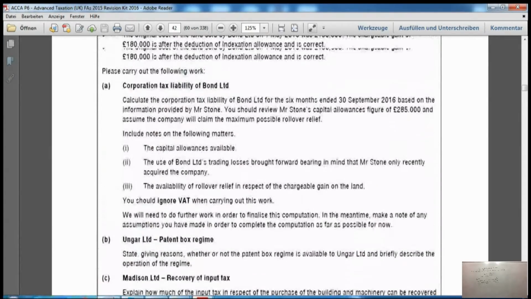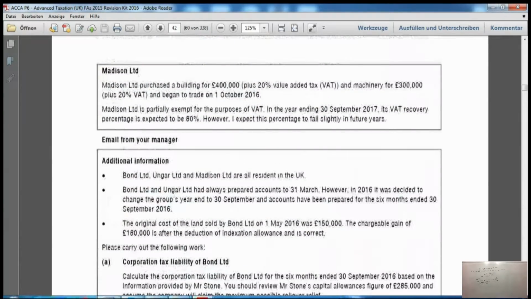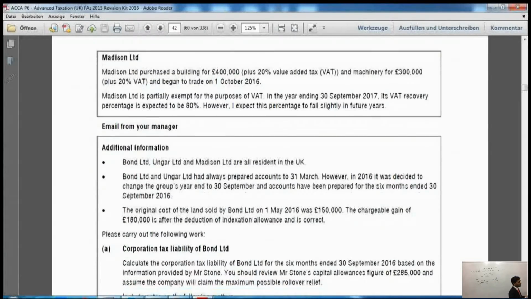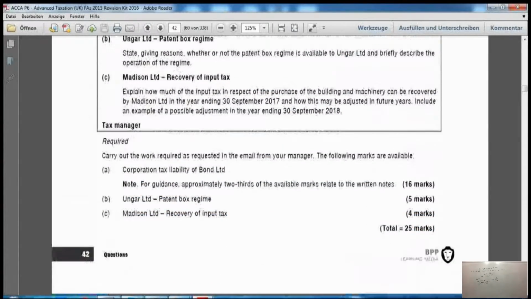We just had to do this bit and everything else was the same. As far as the other bit was concerned, machinery, the capital goods scheme won't apply for machinery. So we can just take £300,000 and the percentage used is 80%. So £300,000 multiplied by 20% multiplied by 80% would be the amount recoverable in that year, and there won't be any adjustment for future years because the capital goods scheme won't apply to this machinery.